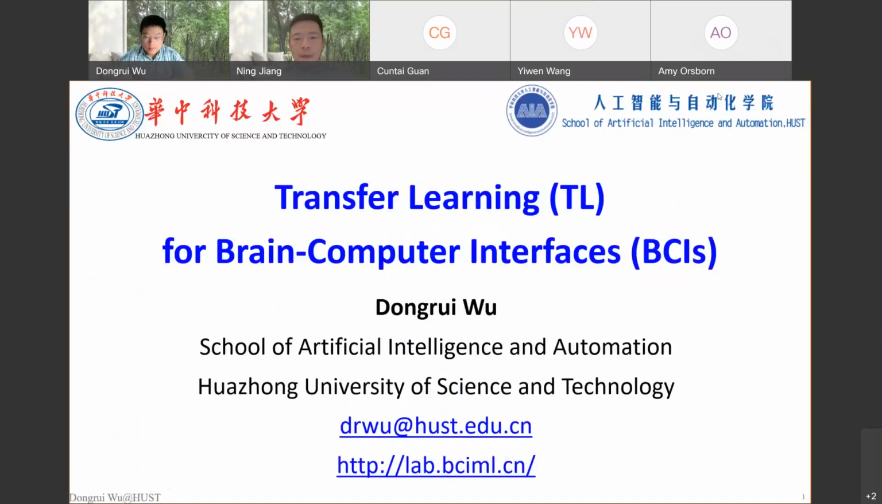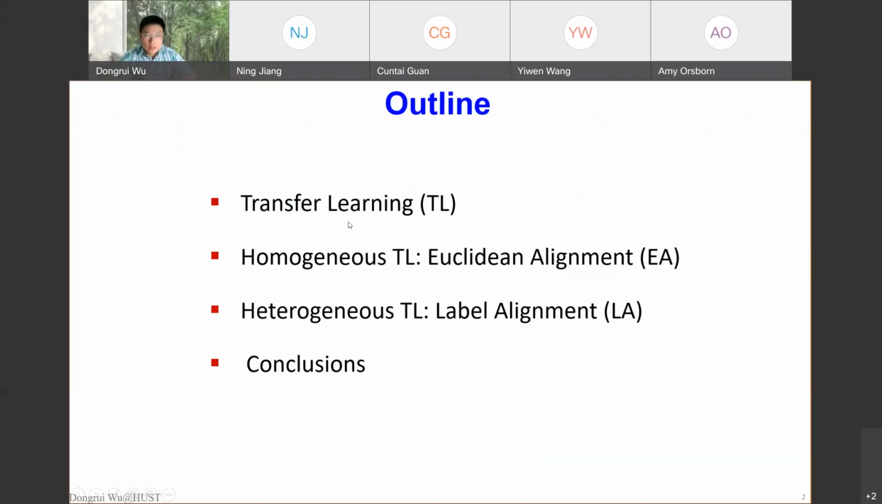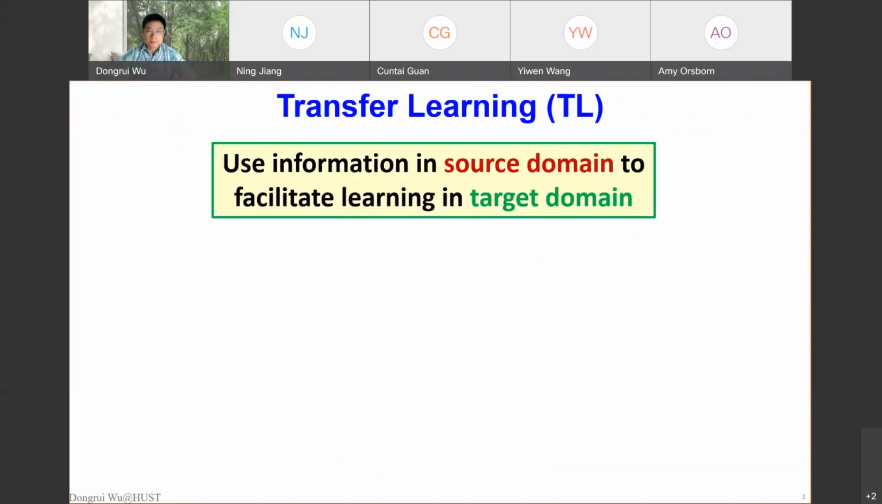Okay. Hello, everyone. This is Donghui Wu from Huazhong University of Science and Technology. It's my great honor to present our recent work on transfer learning for brain-computer interfaces. This is the outline of my talk. First, I will give a brief introduction to transfer learning, and then introduce two pieces of our recent work on homogeneous transfer learning and heterogeneous transfer learning, and finally conclusions and QA.